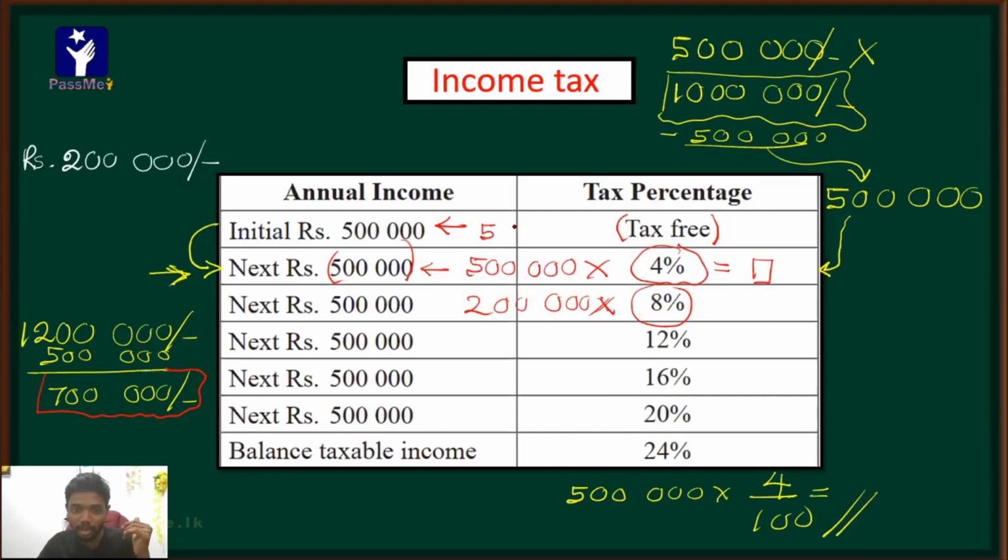Now the first 5 lakhs, no tax. It's going to be 0, no tax. The second 5 lakhs should be multiplied with 4% to calculate the tax amount. Then you have to add the first two values. That means 5 lakhs, 10 lakhs. You have 2 more lakhs. That is right here. So this is 2 lakhs multiplied with 8%. Then you can get some value. You can add all these numbers to calculate the final income tax value, right?